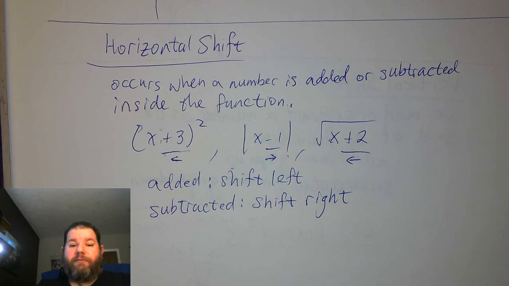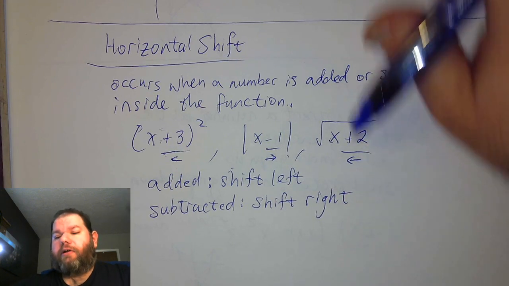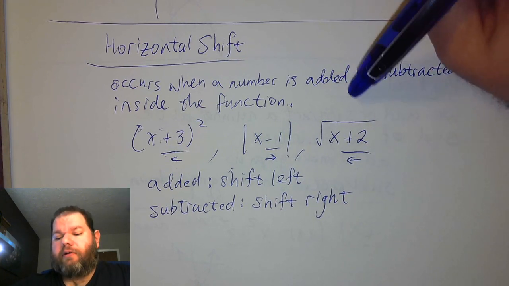The other way we can remember that is it's just backwards. Whenever we have a horizontal shift, it's kind of backwards of how we expect it to be. Added would be left, and subtracted would be right. Alright, let's graph a few of those.